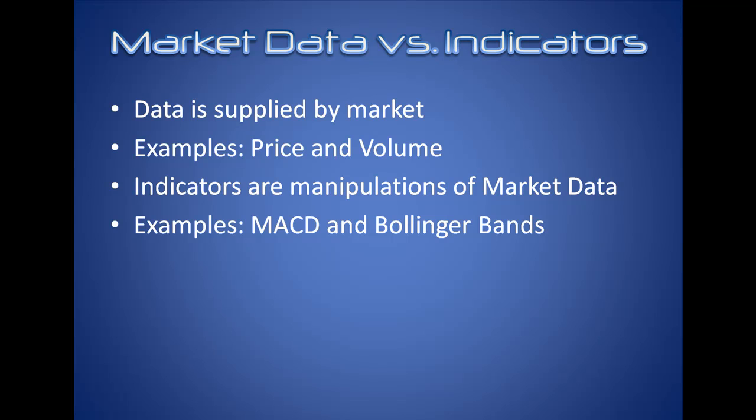Market data is data that is supplied from the market, with the two biggest pieces of market data being price and volume. This information is raw data that is displayed on a chart. Indicators, however, manipulate this market data to derive a separate chart which is unique to that indicator. For example, Bollinger Bands, which are a common indicator, utilize standard deviations and manipulate price to form these bands.